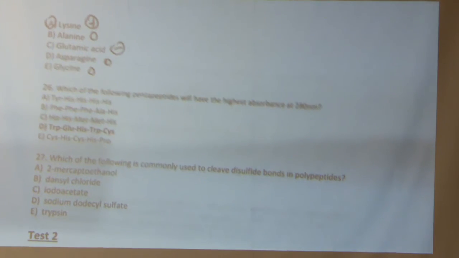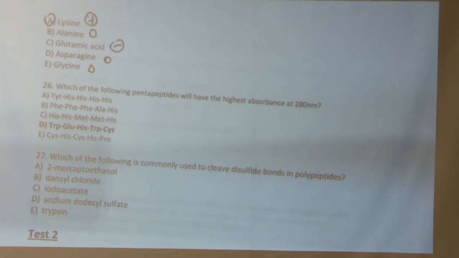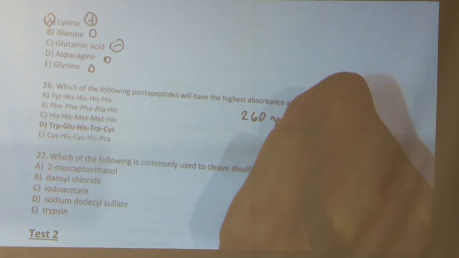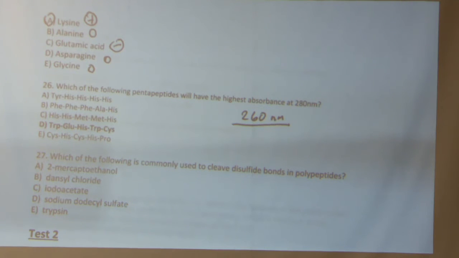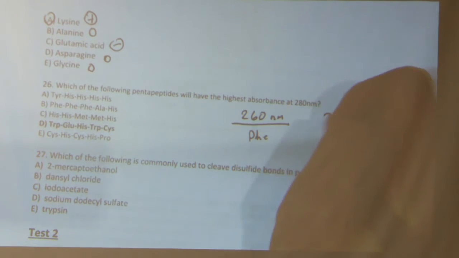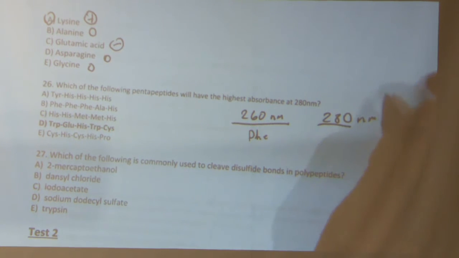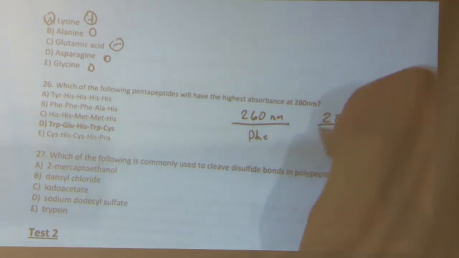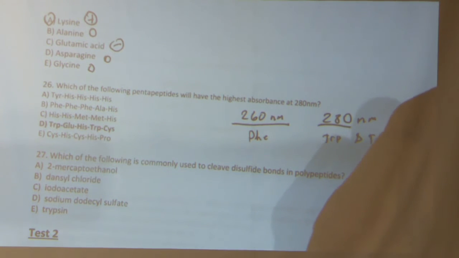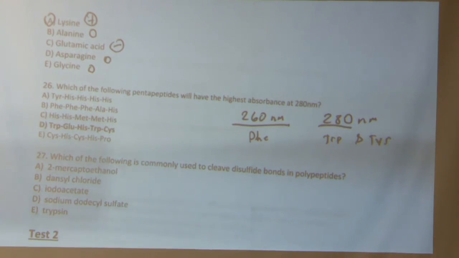Okay, 26. Which of the following pentapeptides will have the highest absorbance at 280? So first question is, what amino acids absorb at 260? Phenylalanine. Awesome. What about 280? Tryptophan. Awesome. And tyrosine. So based on our choices, which of these molecules have the most tryptophan or tyrosine?